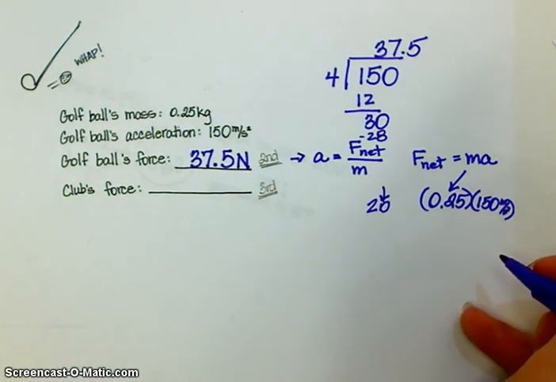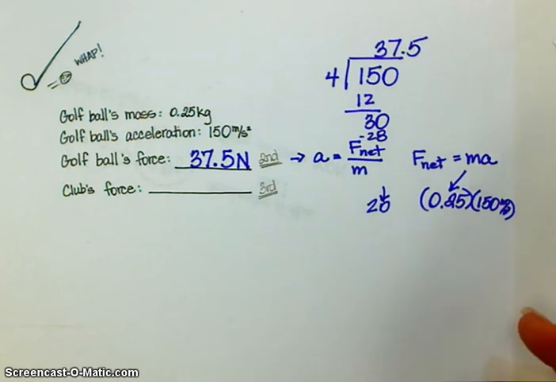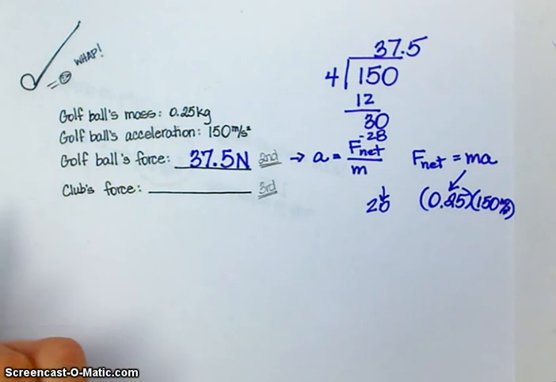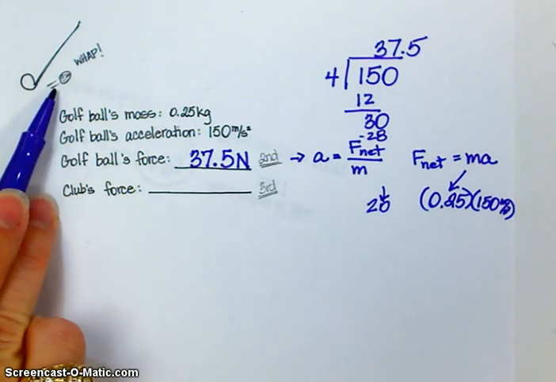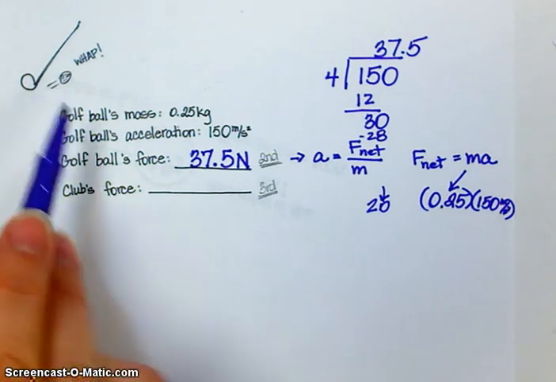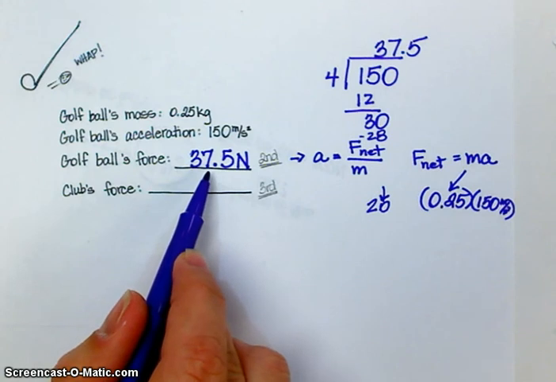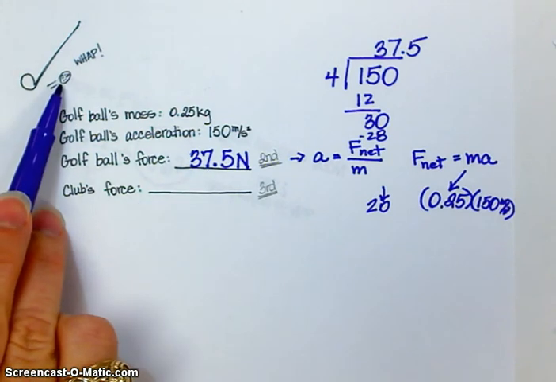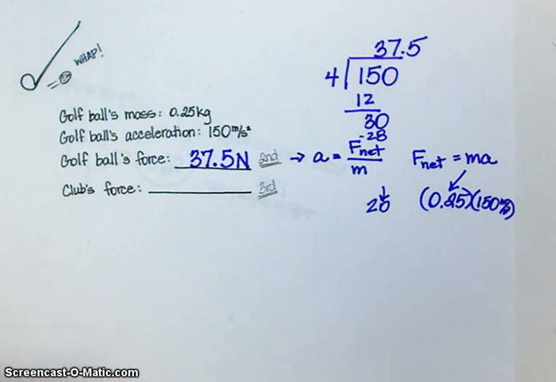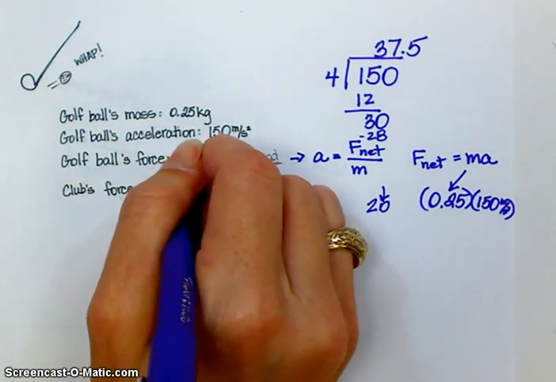Now, what is the force on the club? Well, this is an interaction between the golf ball and the golf club. If you remember, Newton's third law says that for every action there's an equal and opposite reaction. If one object exerts a force on a second object, then the second object exerts an equal and opposite force back on the first. So if the golf club exerts a force on the golf ball of 37.5 newtons, causing it to accelerate, then the golf ball also exerts a force back on the golf club that is equal.